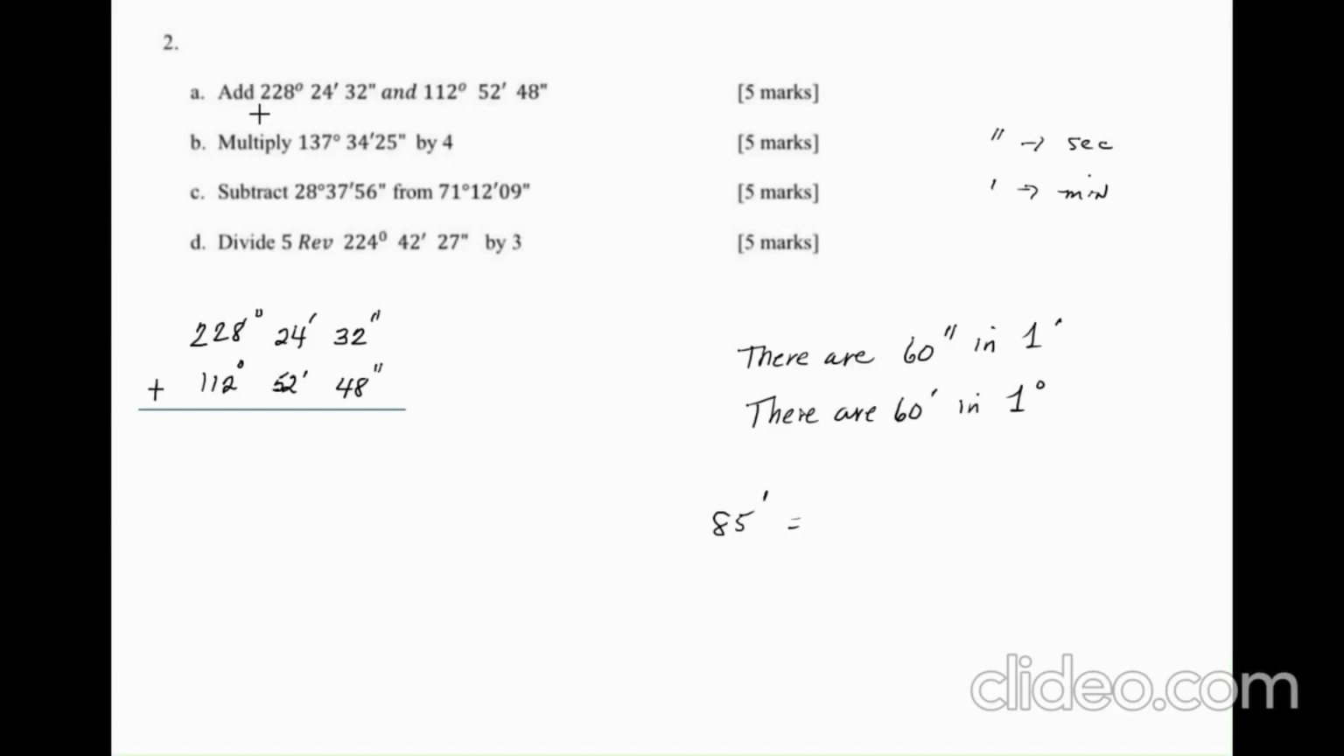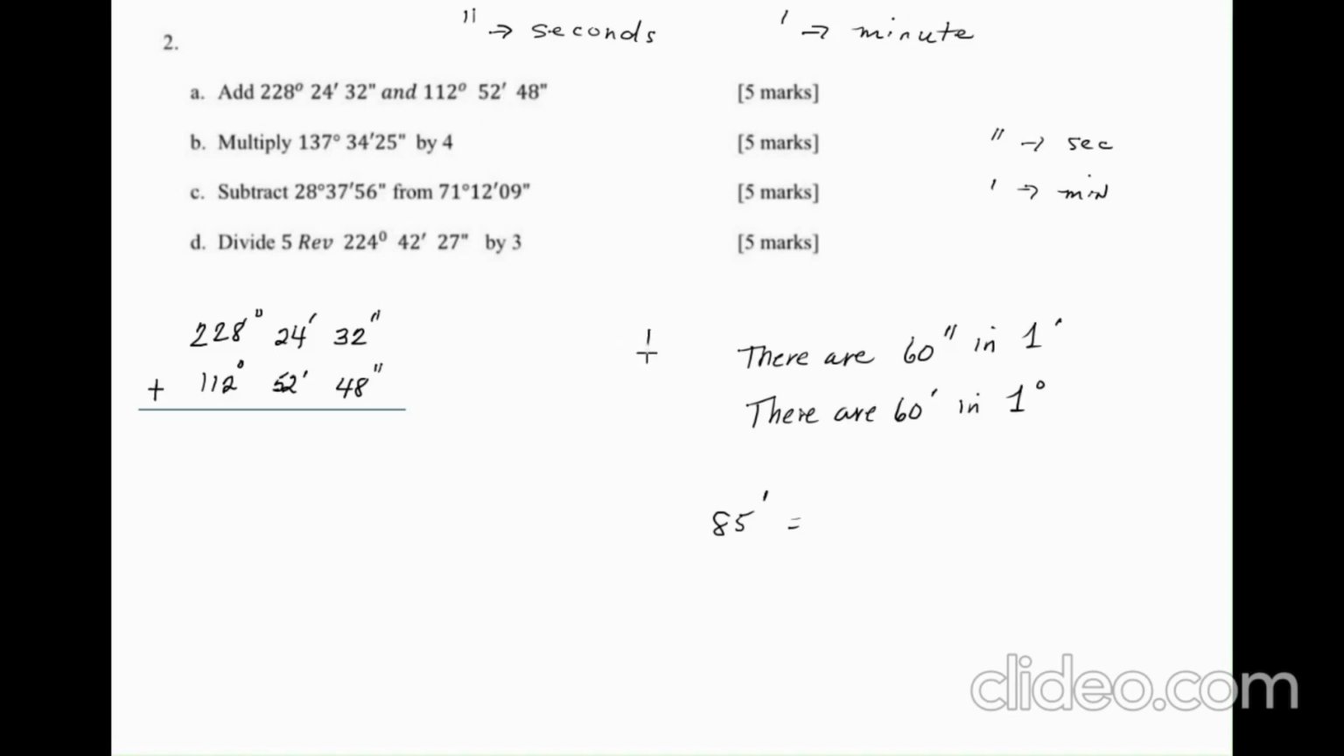Okay, so we're going to add 228 degrees, 24 minutes, 32 seconds. Double quote represents seconds. Single quote represents minutes. And we're not talking about time, okay, we're talking about angles. So we're going to add that to 112 degrees, 52 minutes, 48 seconds.